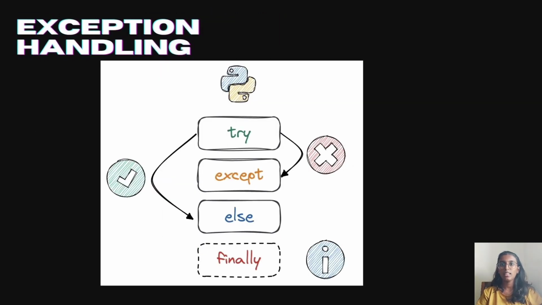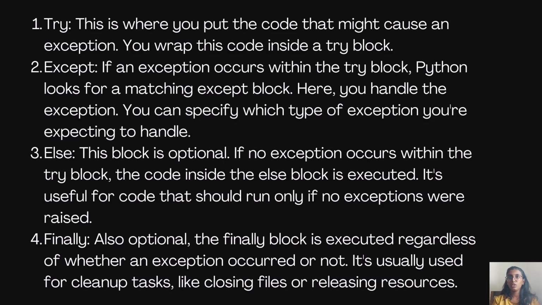Exception handling. There are four major parts in exception handling: try, except, else, finally. The first step is try. This is where you put the code that might cause an exception. You wrap this code inside a try block. Except. If an exception occurs in the try block, Python looks for a matching except block. Here you handle the exception. You can specify which type of exception you are expecting to handle.